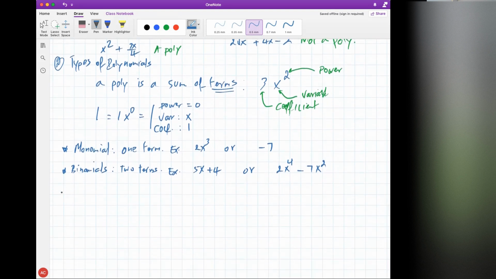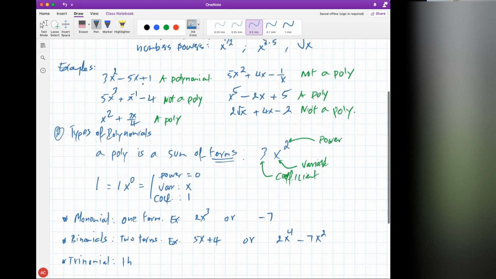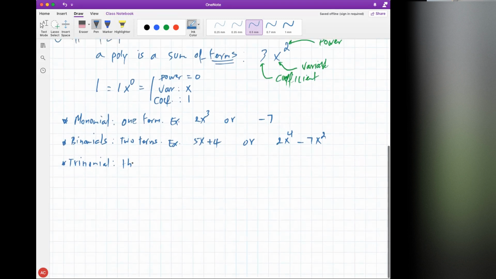And then we have trinomial. How many terms does a trinomial have? Three. Three terms, right? That's right. Tri for 3, bi for 2, mono for 1. So 3 terms, for example, this one here is a trinomial. Because it's a polynomial, it's a trinomial. And this one, where is the other one? That's also a trinomial. This one is not a trinomial because it's not even a polynomial. So even though we see 3 terms, it's not even a polynomial, so we can't call it a trinomial. So 3 terms.